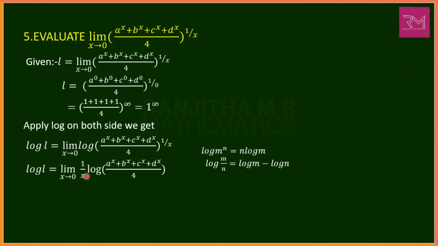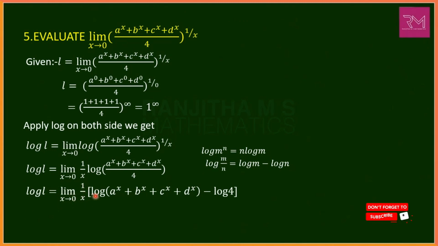Hence we get 1 by x into log of a power x plus b power x plus c power x plus d power x divided by 4. In the next step, we can substitute in the place of log of this value as log of m by n formula. That is log of m by n is log m minus log n. Substituting this, we get log L, which is equal to limit as x tends to 0 1 by x into log of a power x plus b power x plus c power x plus d power x minus log 4.